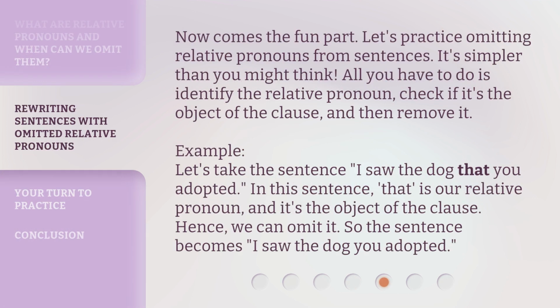Now comes the fun part. Let's practice omitting relative pronouns from sentences. It's simpler than you might think. All you have to do is identify the relative pronoun, check if it's the object of the clause, and then remove it. Example. Let's take the sentence, I saw the dog that you adopted.